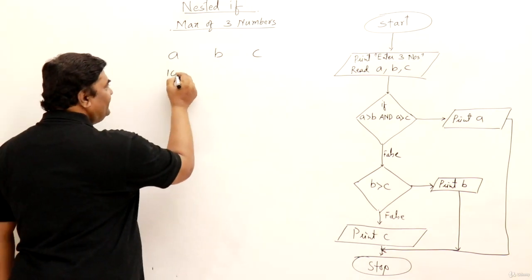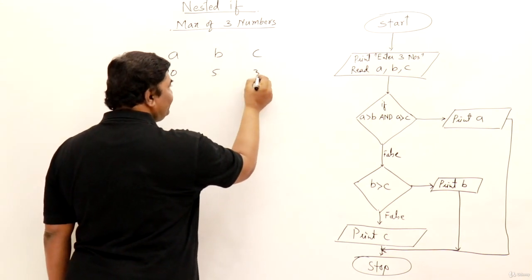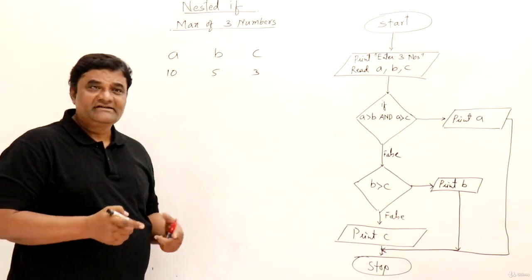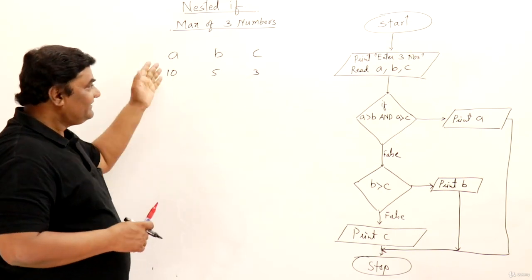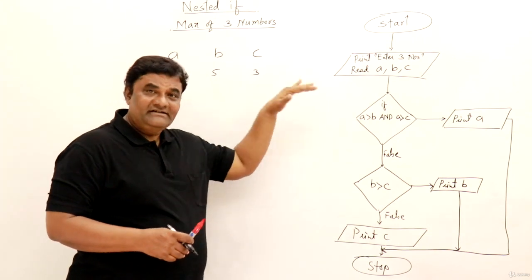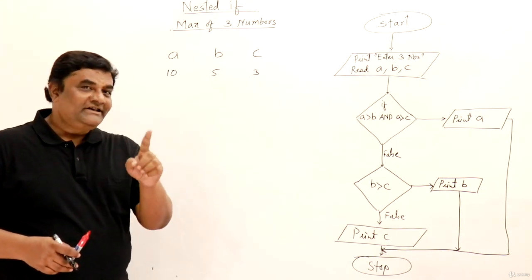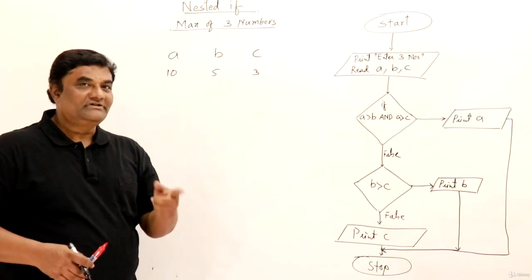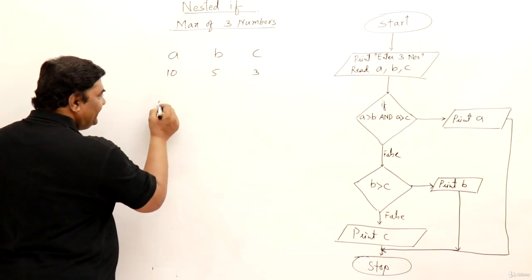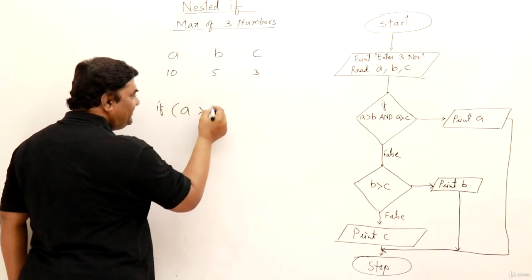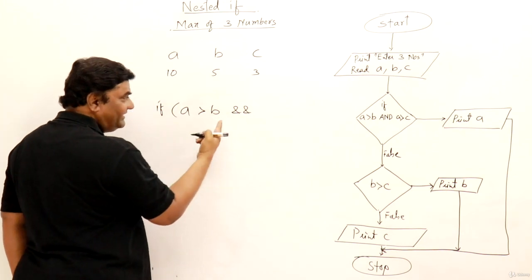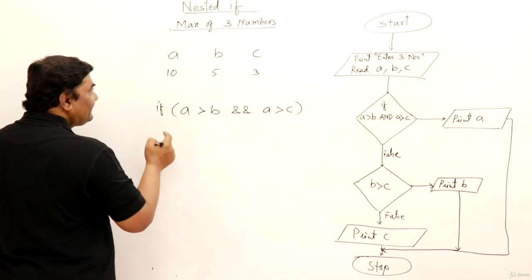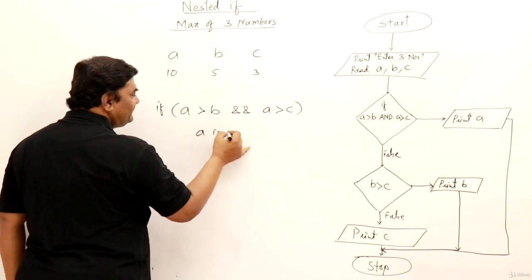Suppose A has value 10, B has value 5 and C has value 3. Then which is greater? A. How do you say A is greater among all? Because A is greater than B as well as A is greater than C. So when A is greater, it should be greater than B and also greater than C. So if A is greater than B and A is greater than C, then A is greater, right? I'll just write it down here.